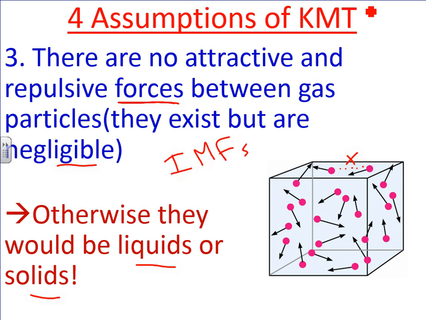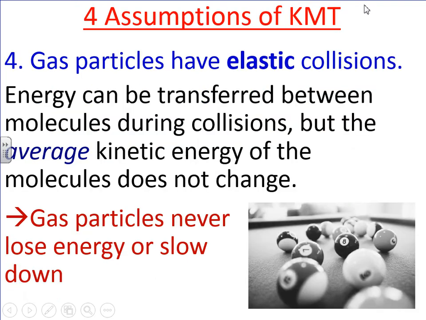No IMFs with gases. And the last assumption is that gas particles have what are called elastic collisions. Now, elastic collisions is a fancy word for saying that the collisions don't lose any energy. So here it says energy can be transferred between the collisions. So for example, if one particle hits another particle, this particle was going faster and this was going slowly. Now this particle can actually start going fast and in a different direction, but the average or the total kinetic energy does not change, which is kind of strange.